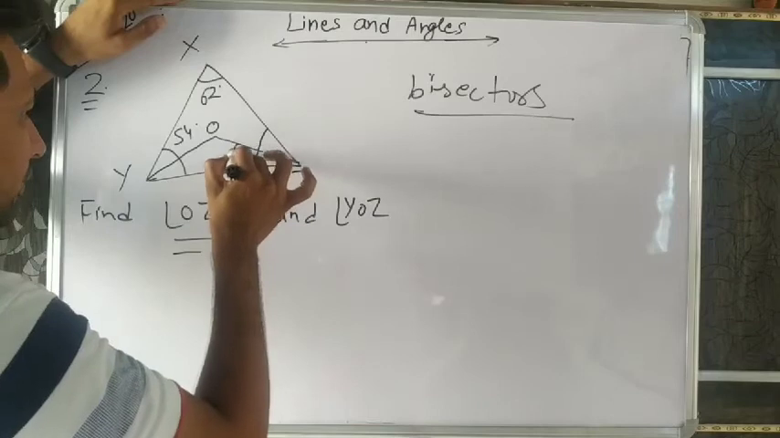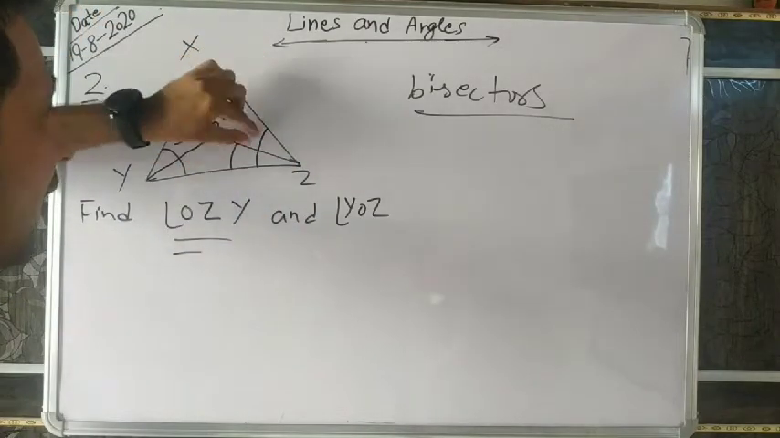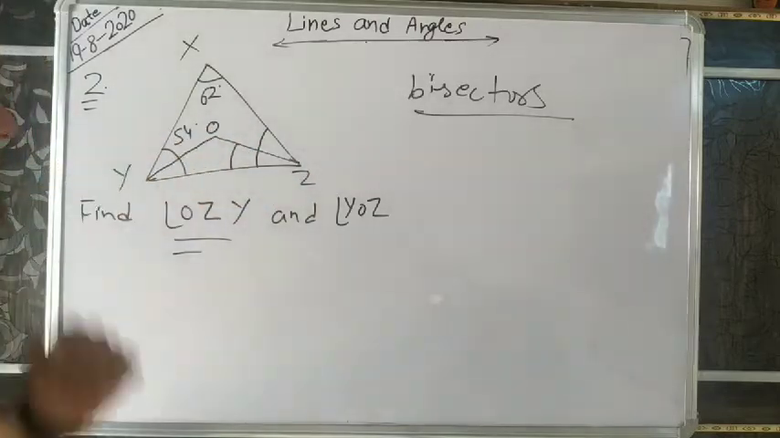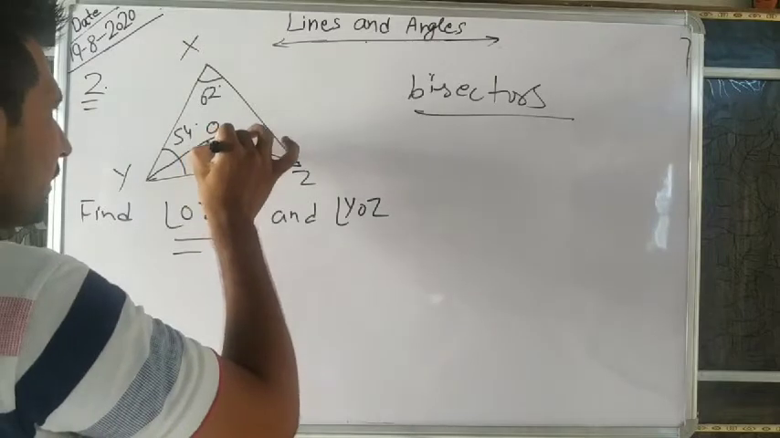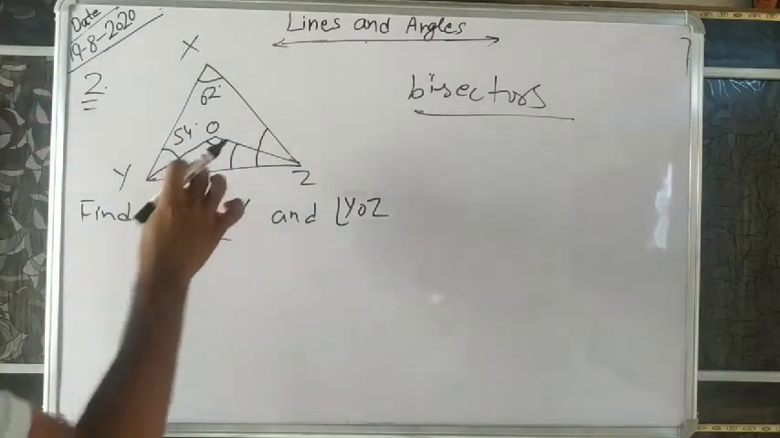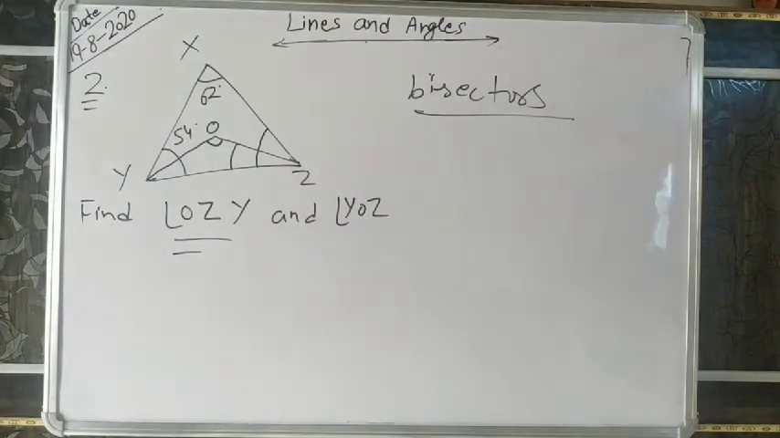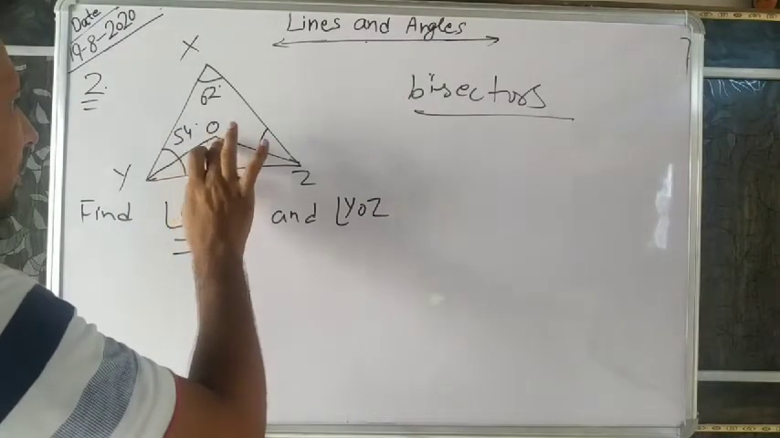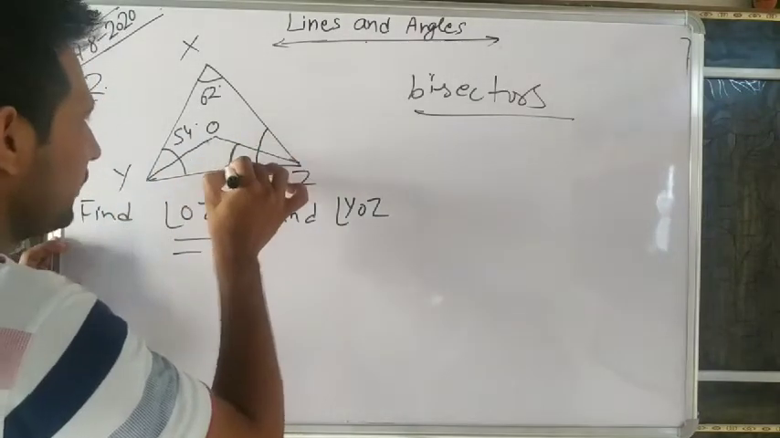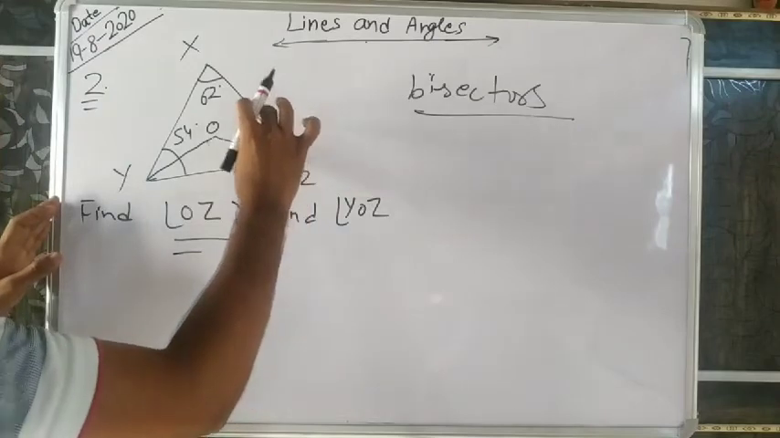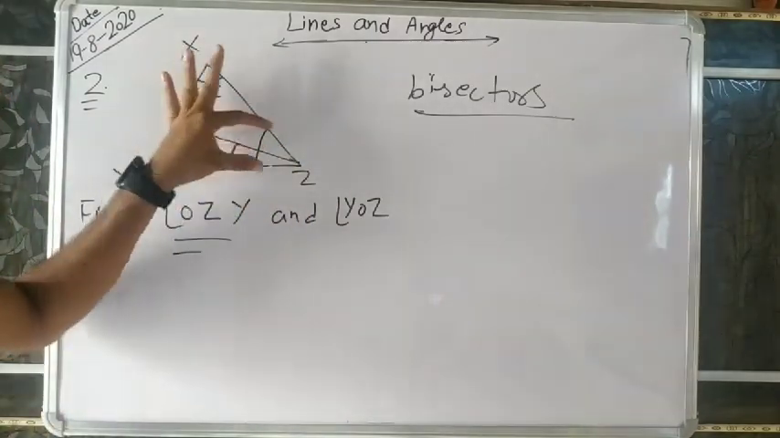So we have to find only this one, and how can you find this? If you know the total angle and half of this one, because it is a bisector. And next is YOZ. How can you find this angle? If you know this angle and this angle, we can find it easily. And for OZY, only this angle, if you know this angle, we can find it easily because it is a bisector divided into two. So first we will find angle Z.